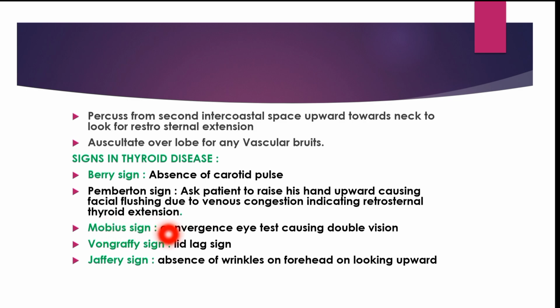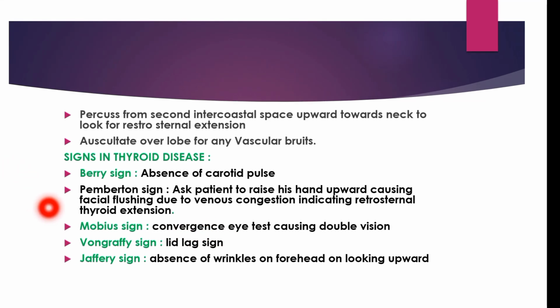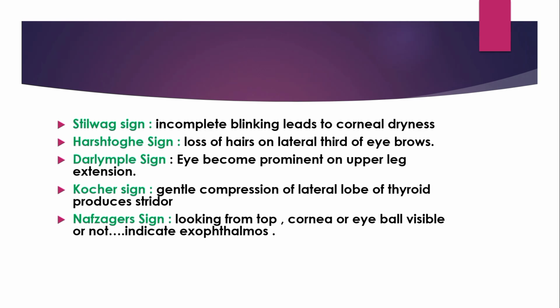Then there is Moebius sign. In Moebius sign, we do the convergence test, and on the convergence test, there will be diplopia for the patient. Then we have the Von Graefe sign. Von Graefe sign is the lid lag sign, in which the upper eyelid does not follow the movement of the eyeball. And then there is Joffroy sign. In Joffroy sign, there is absence of wrinkles on the forehead on looking upward.